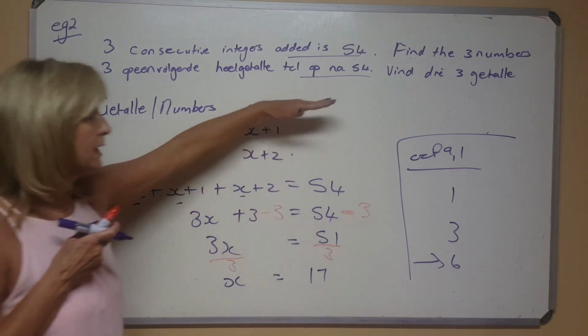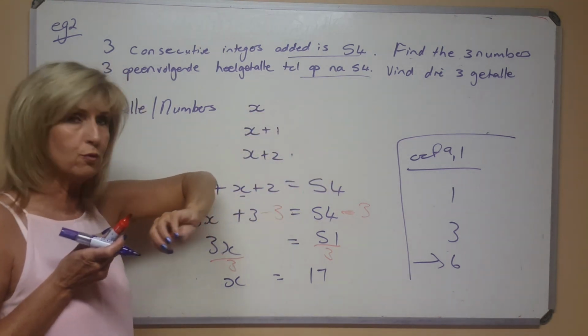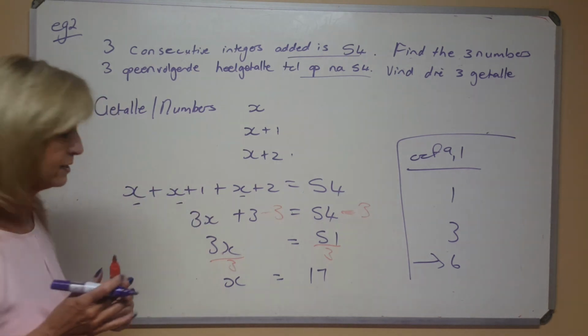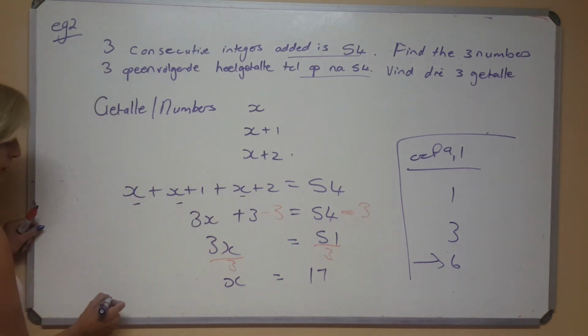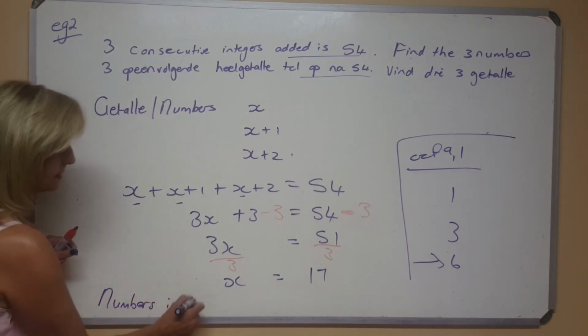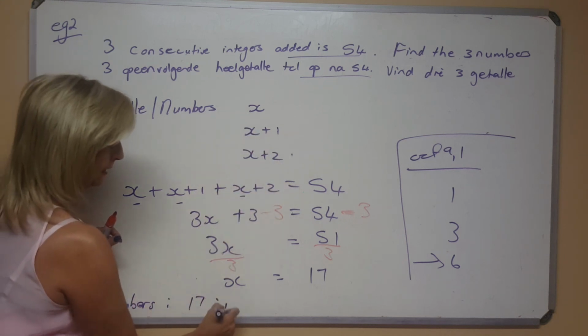If you wanted to call it x, x minus 1, x minus 2, then your first one wouldn't have been 17. Just go check it out, those of you who are interested. So dan, wat is jou getalle? So the numbers are, die getalle is 17, en dan 18 en 19.